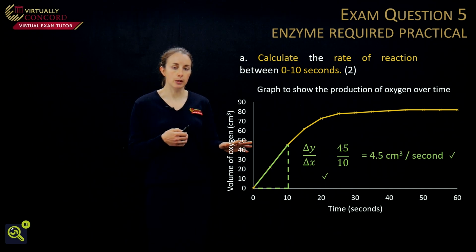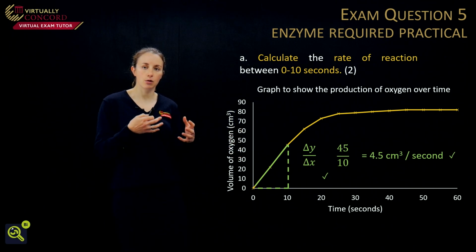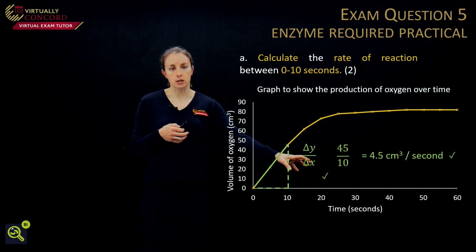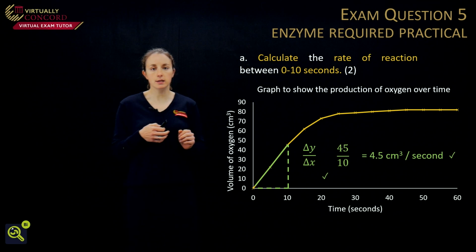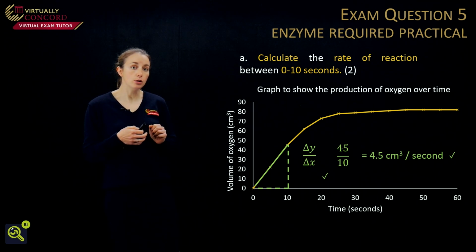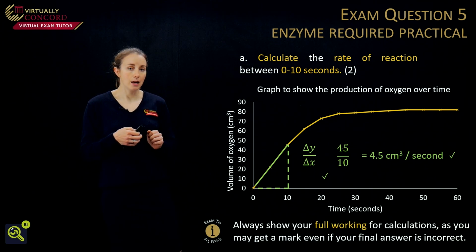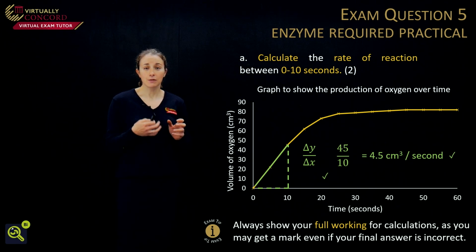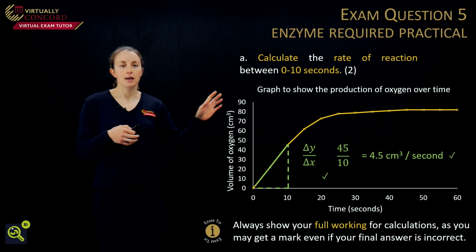Now there are 2 marking points here. The first marking point is for showing that you have done that correct equation. So you have done change in volume of oxygen over change in time. So for showing your full working. And the second marking point is for giving your answer, definitely remembering to include the units, which are centimetres cubed per second. So just a final reminder, really, really important in any calculation question that you include your full working, because even if you get your answer wrong, that means that you can still get marks if you've shown your full correct working.